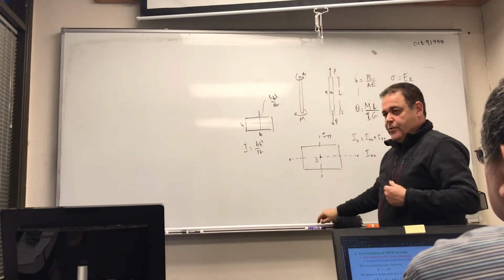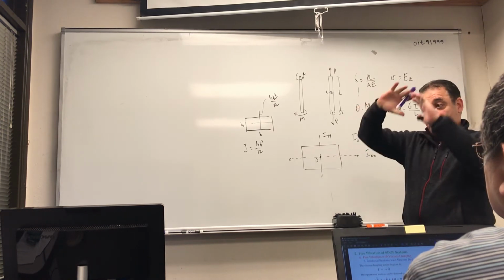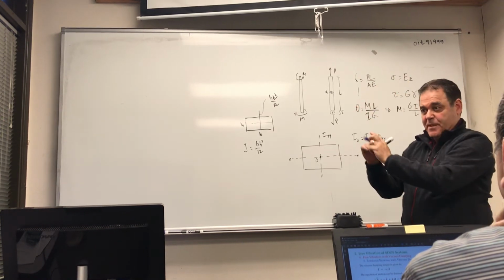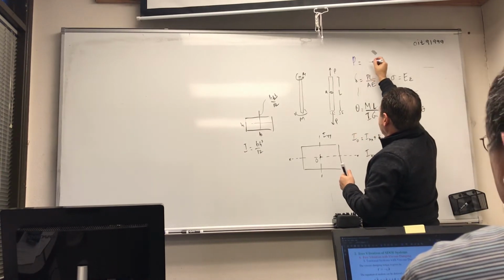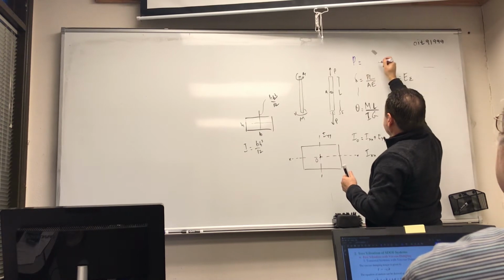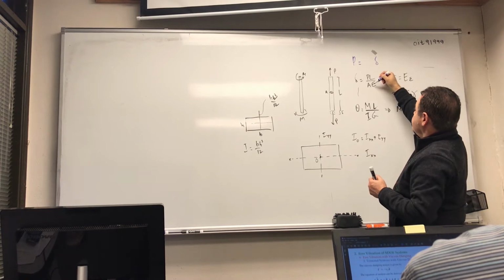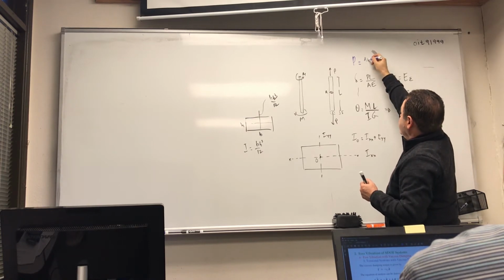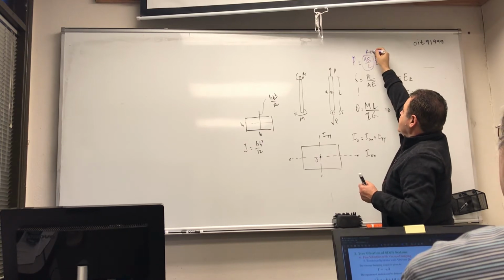You write it in the form of load equals something times displacement, okay? What is the load here? P. P equals something, what is the displacement? Delta. So if I rewrite this in this form, what do I get? P is equal to AE over L times delta. That means that this guy is the K equivalent.